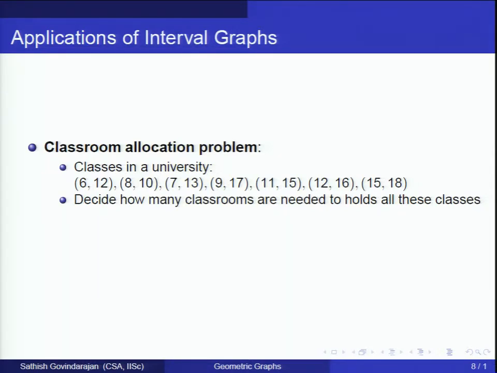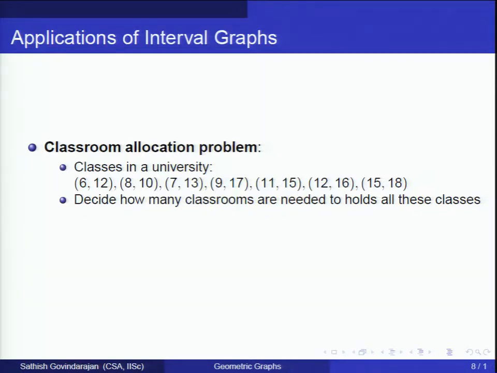Right? So what's the trivial answer? If I ask you how many classrooms are needed, I can give one classroom to each class and there's no problem at all. So what is the natural question, which is not at all clear? You want to find the minimum number of classrooms needed to hold these classes. So decide the minimum number of classrooms required for holding these classes.